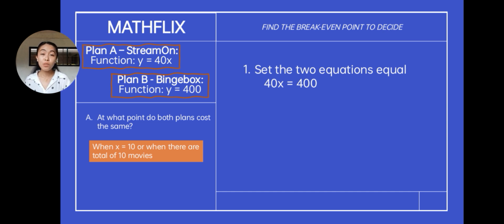Now, our goal here is to only get the value for x. So to do that, let's divide both sides of the equation by 40. 40x divided by 40, that will be x. And 400 divided by 40, that would be 10. So it means our break-even point is 10. It is the value of x wherein the two plans have the same amount to be paid.